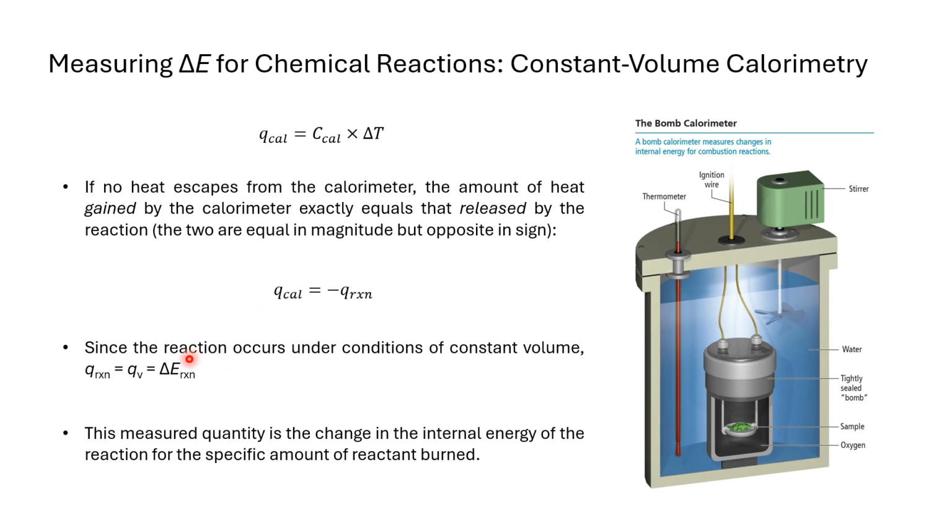Now, since the reaction occurs under conditions of constant volume, the volume isn't changing. That means that the Q of the reaction, the amount of heat released by the reaction, is equal to the amount of heat at constant volume, because the volume isn't changing. And we said earlier that the change in internal energy of a reaction is equal to the heat at constant volume, because the work part is taken out. The work is equal to 0. So all of this is true.